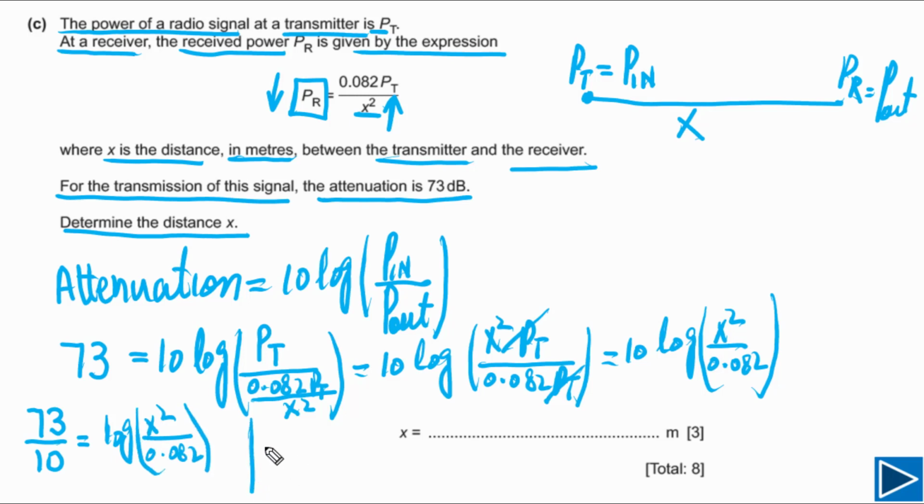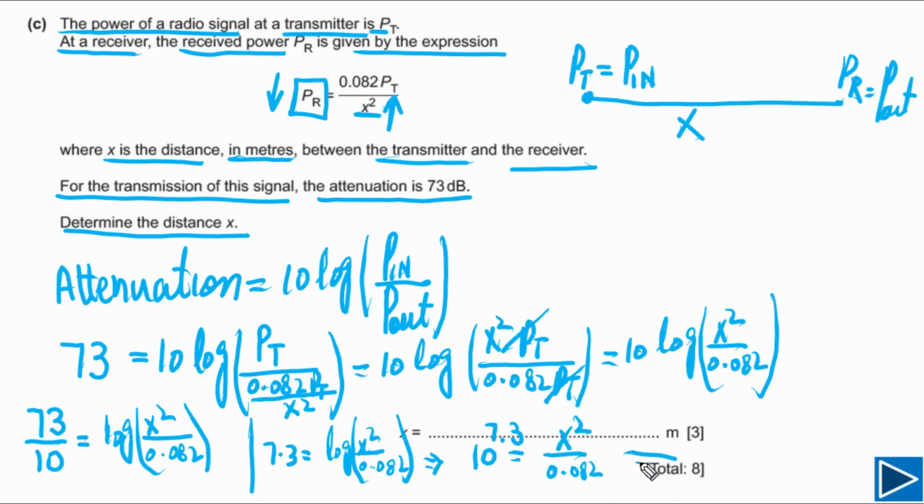Now we can simplify here. We will get 7.3, which is log of x squared divided by 0.082. Now we need to find the value of x from here. The next step, that will be equal to 10 to the power 7.3, which is equal to x squared divided by 0.082. From here we can find the value of x. x will be equal to 1300 meters, and this is our final answer.